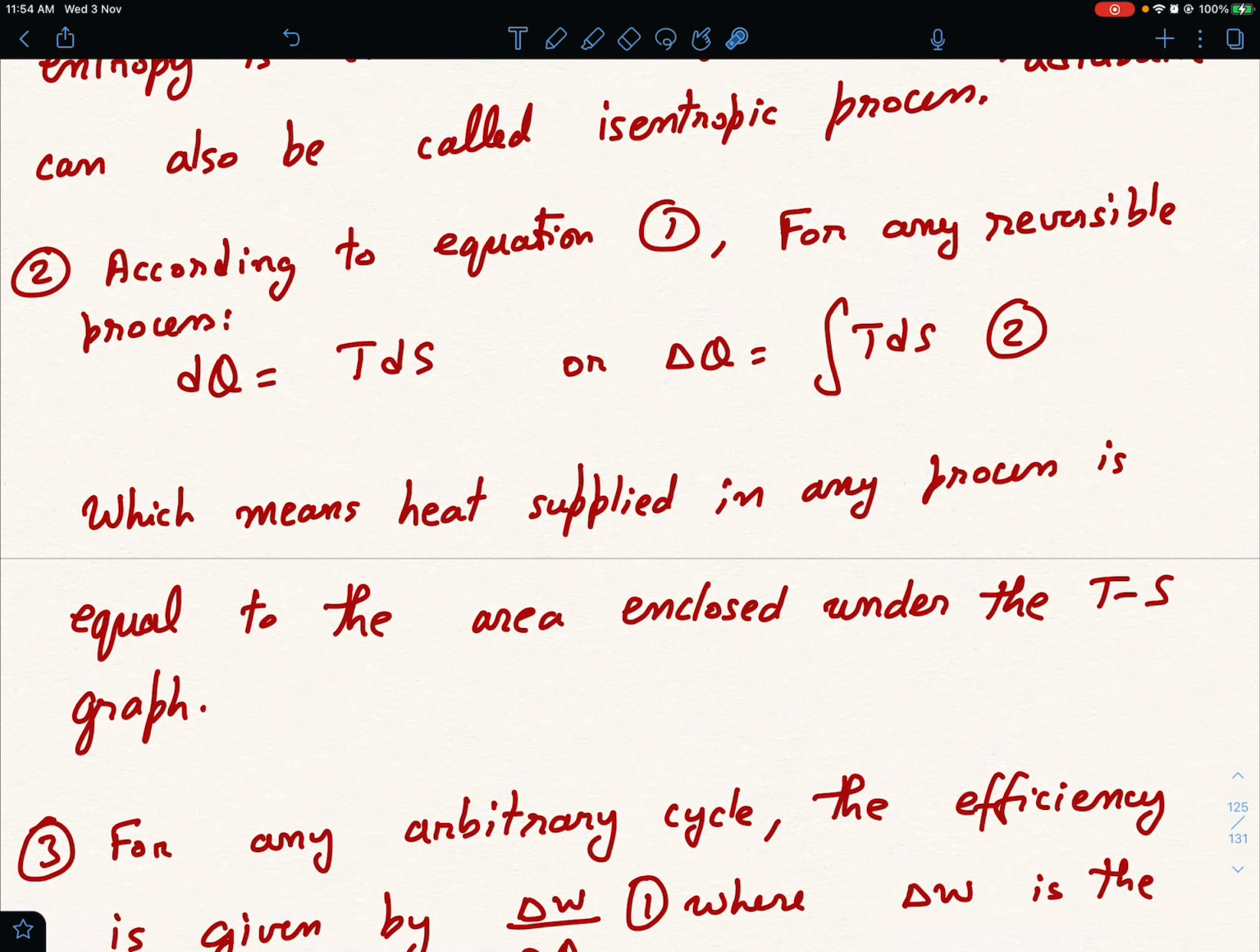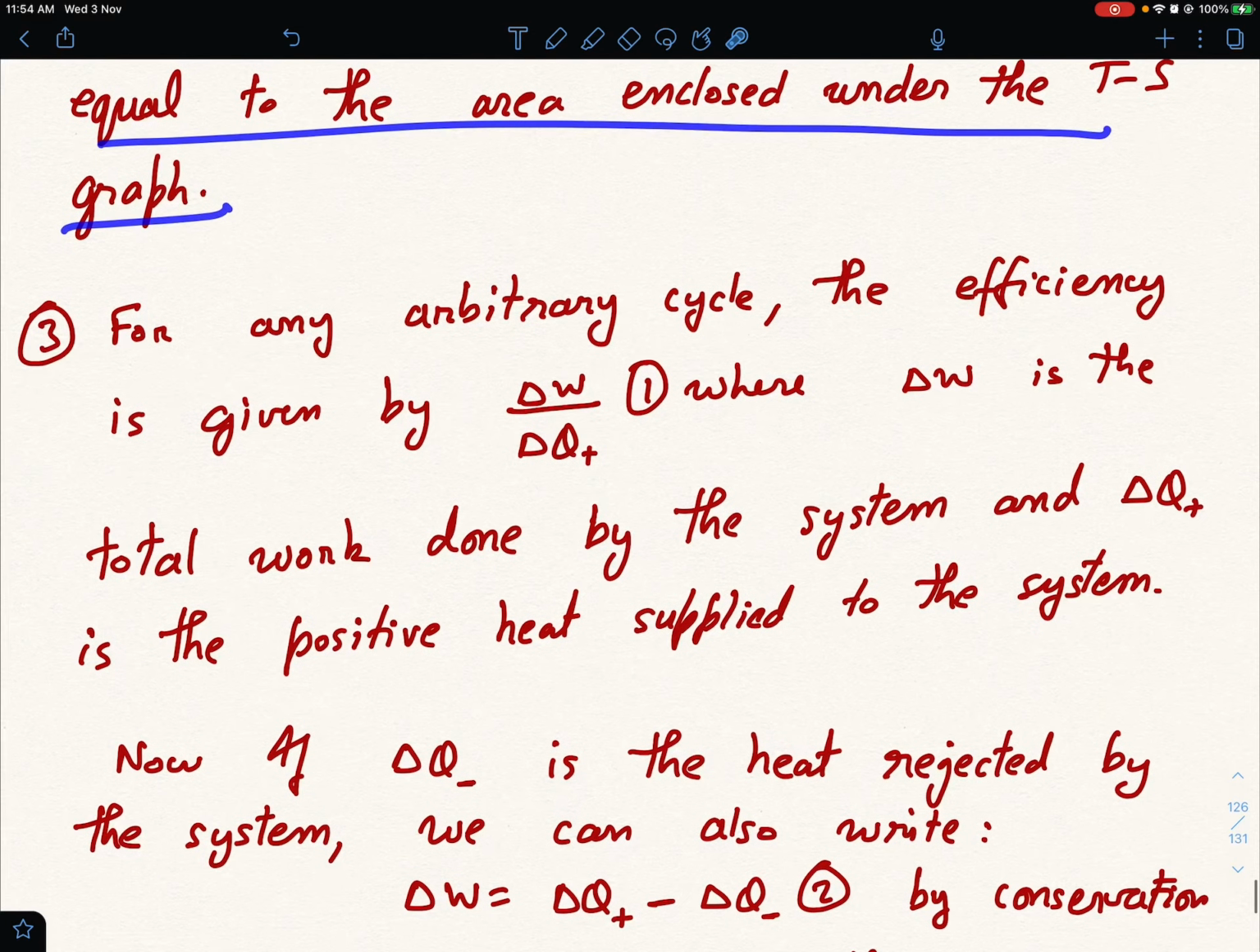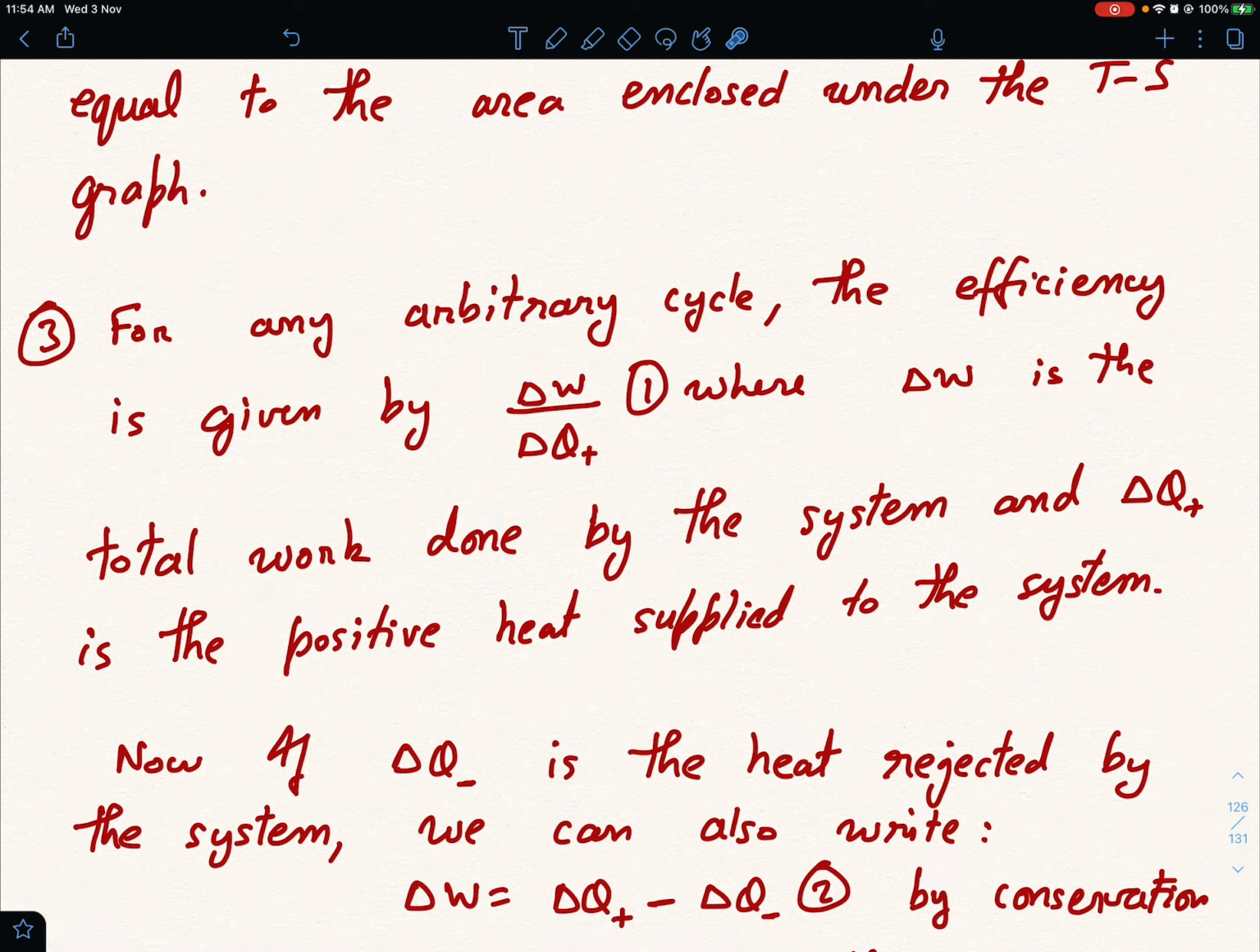So this was the second fact I wanted to state: the heat supplied in any process is equal to the area under the TS graph. And then the third fact that I am going to state is common knowledge, every student knows this.